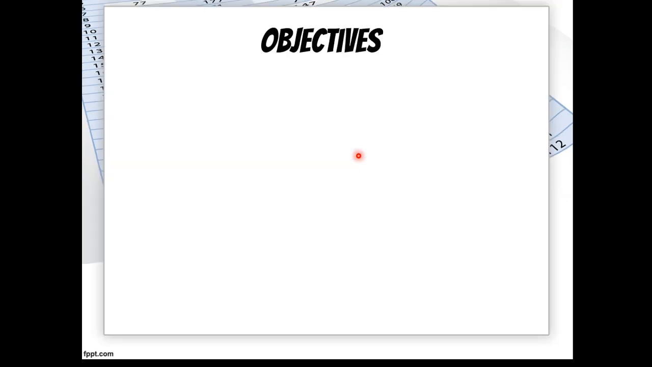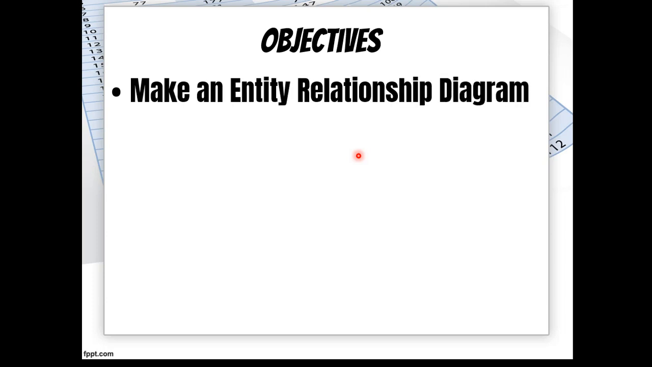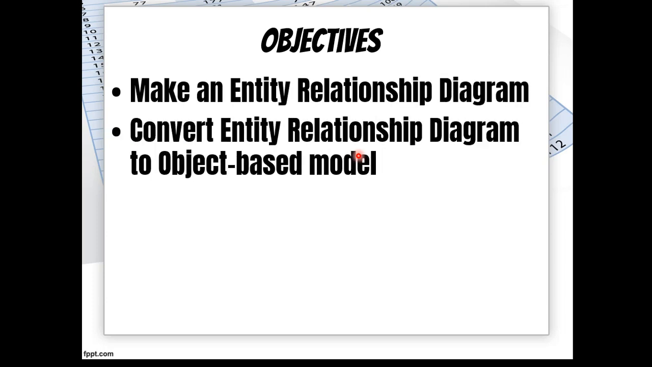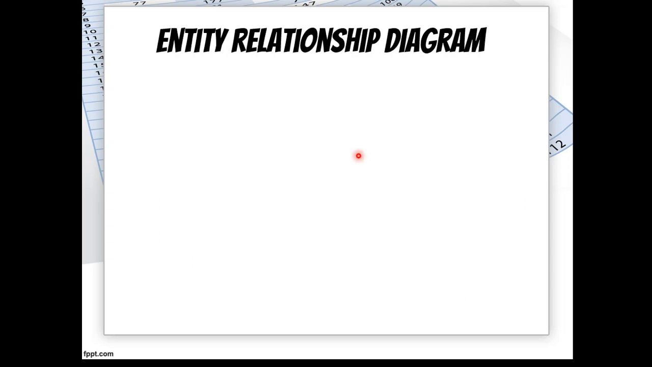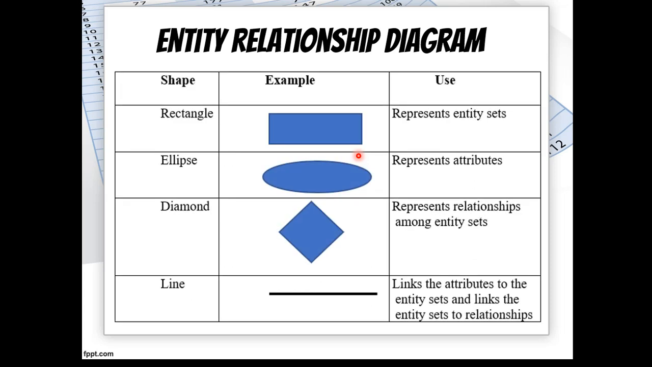Once we said, we have here our objective: make an entity relationship diagram and convert the entity relationship diagram to object-based model. Okay, once we said entity relationship diagram, these are the representation of the flow of information of our database system through different shapes. We're going to show the flow of information of our database system by using different shapes.